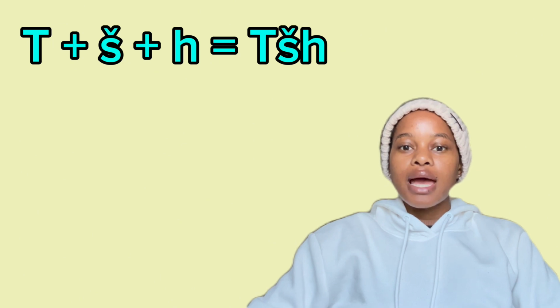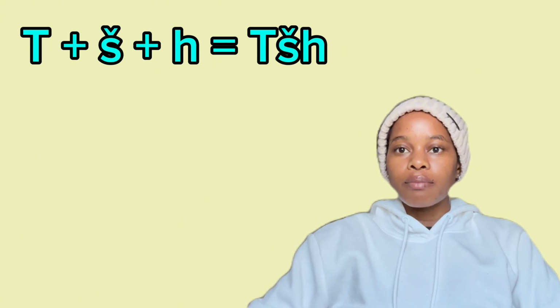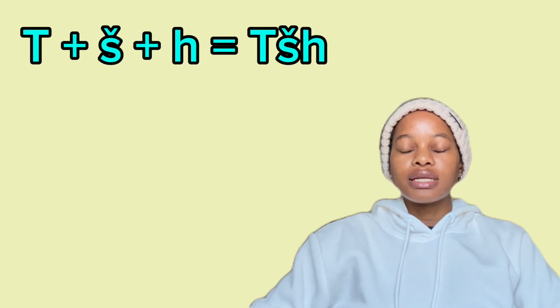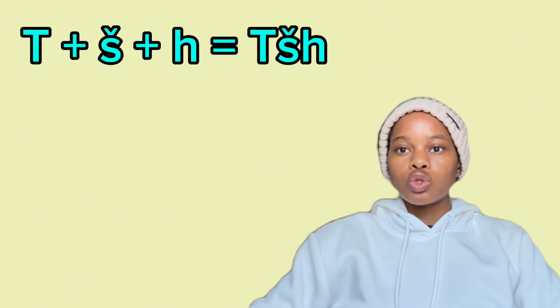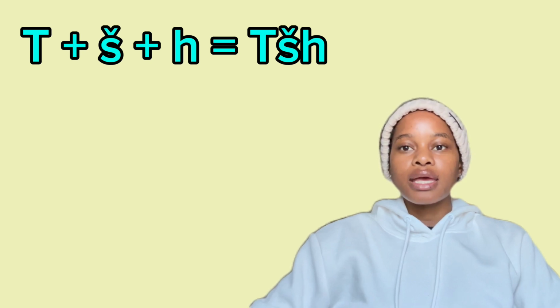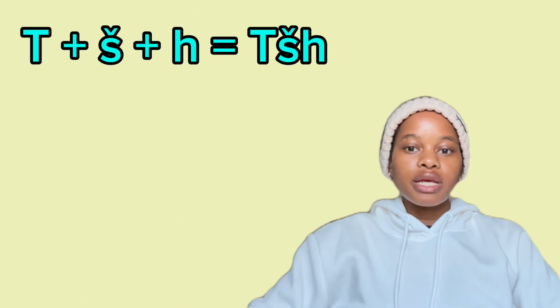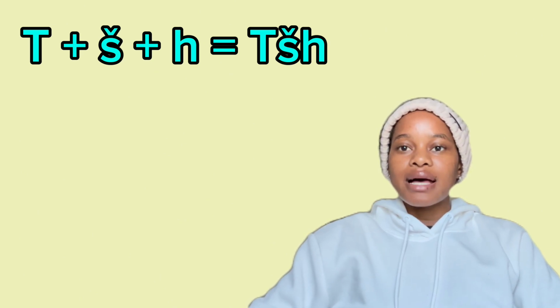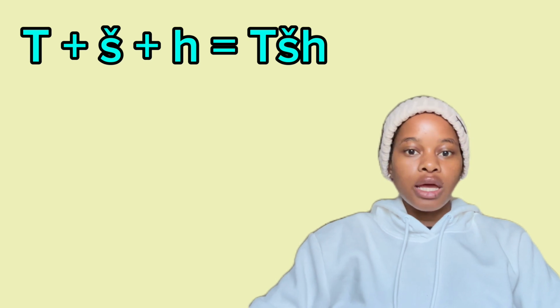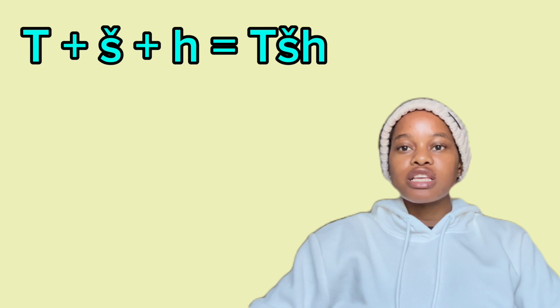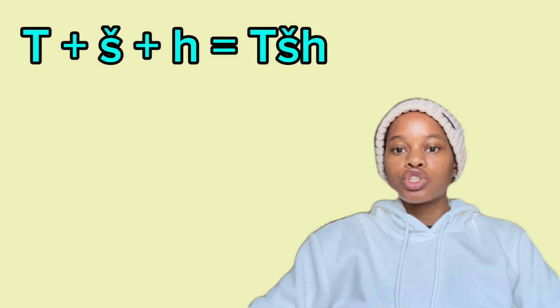We have T plus S with a cap. In the Sepedi language, we have a letter that is sh, which is basically just an S with a cap and is pronounced as sh. So in this combination, we have T plus sh plus H. This is pronounced as ch.